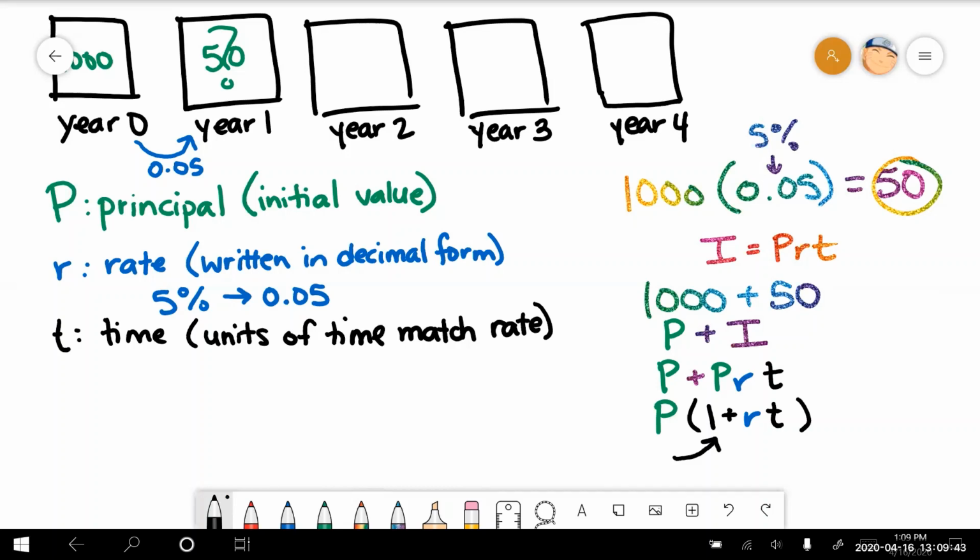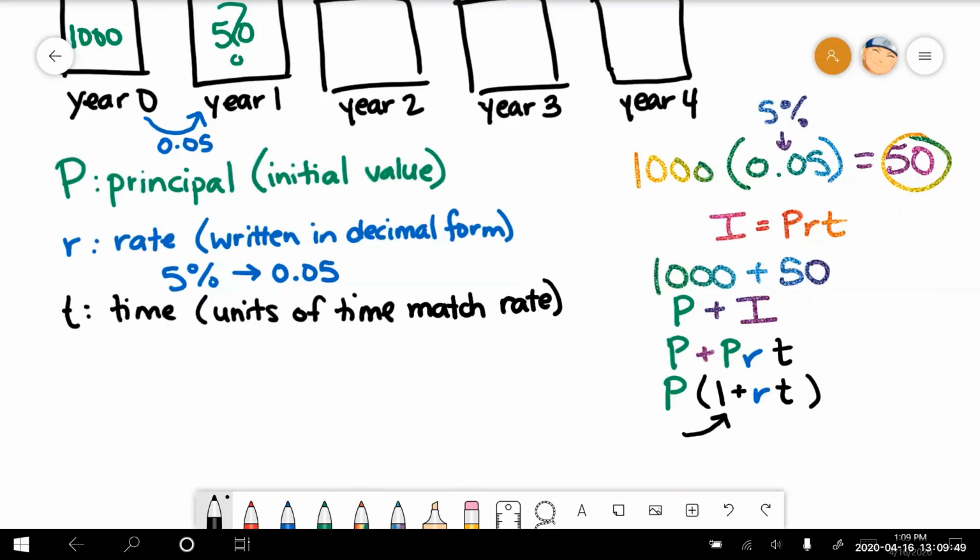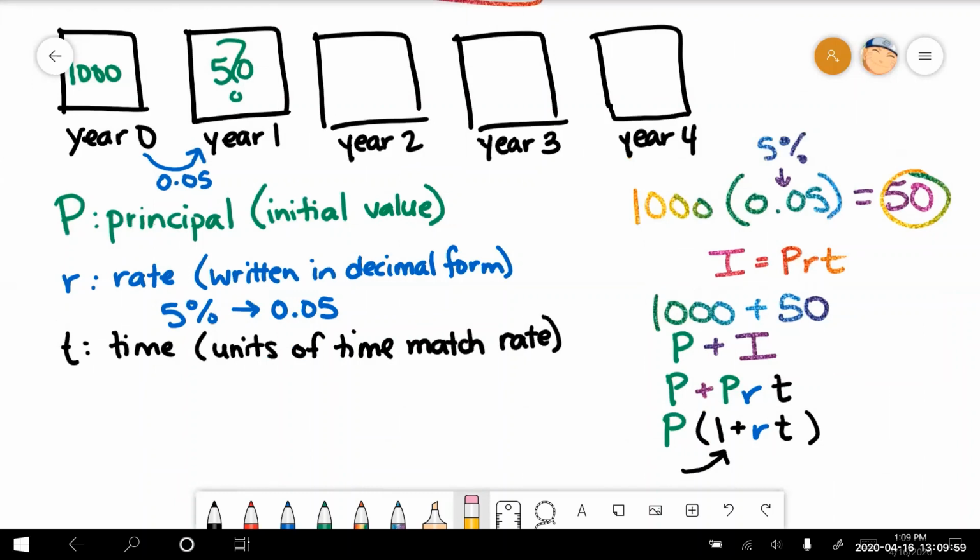So when I plug those things in now for the year that's passed, I get 1 plus 0.05. T is just 1 because we're only going year by year, so we can ignore T for now. So instead of multiplying by 0.05 up here, really I'm multiplying by 1.05. The rate plus the initial amount.